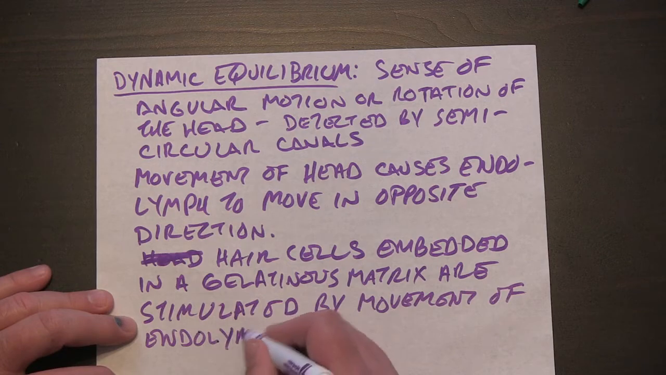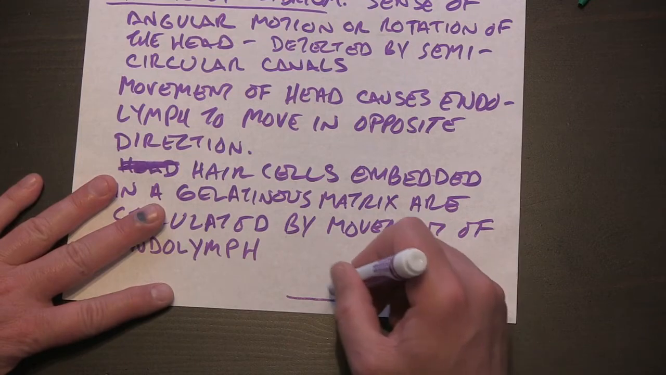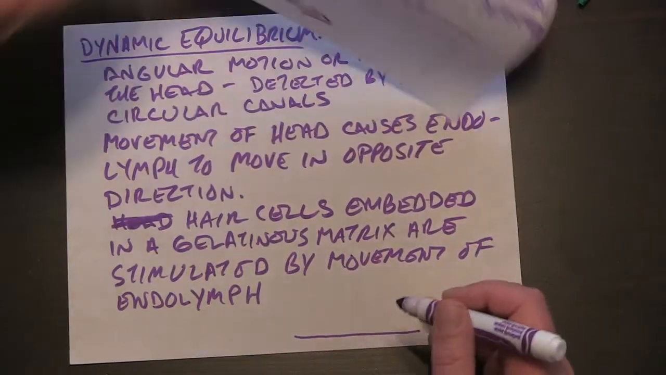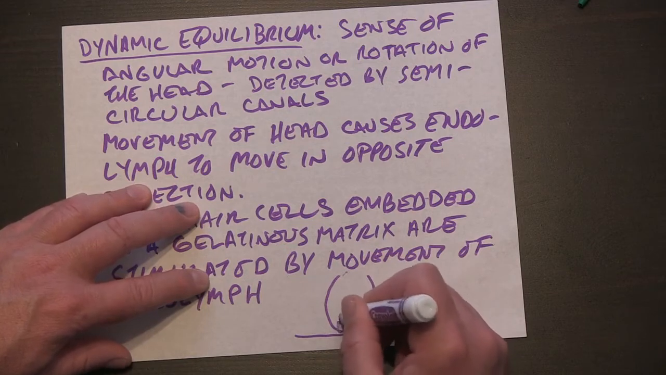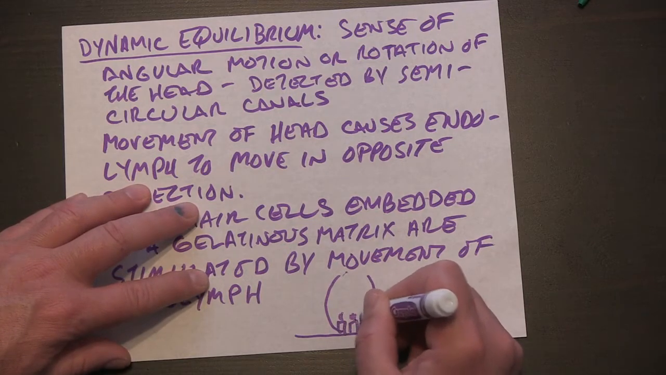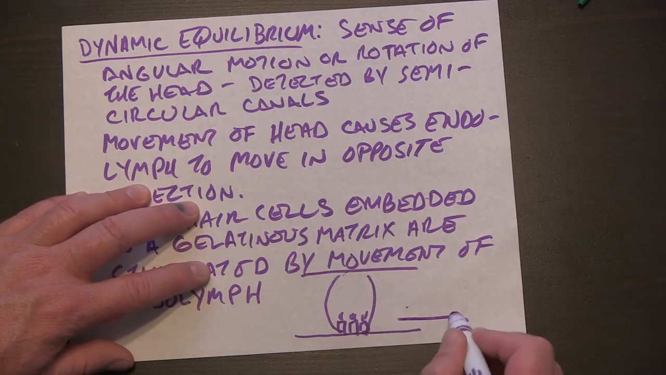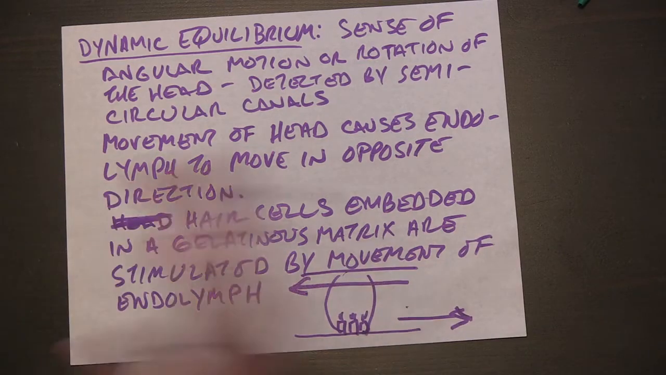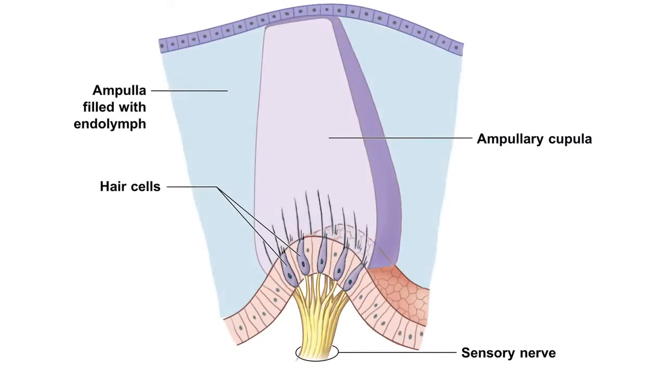Okay, so if here's the base, and instead of it being a flat one like I showed here, they're more oval shaped, and you've got the hair cells down here. That's not accurate, but when you move your head in that direction, it causes the endolymph to go in the opposite direction, and that pushes that whole thing, stimulates the hair cells, and you send a signal like, oh, okay, we're spinning now.